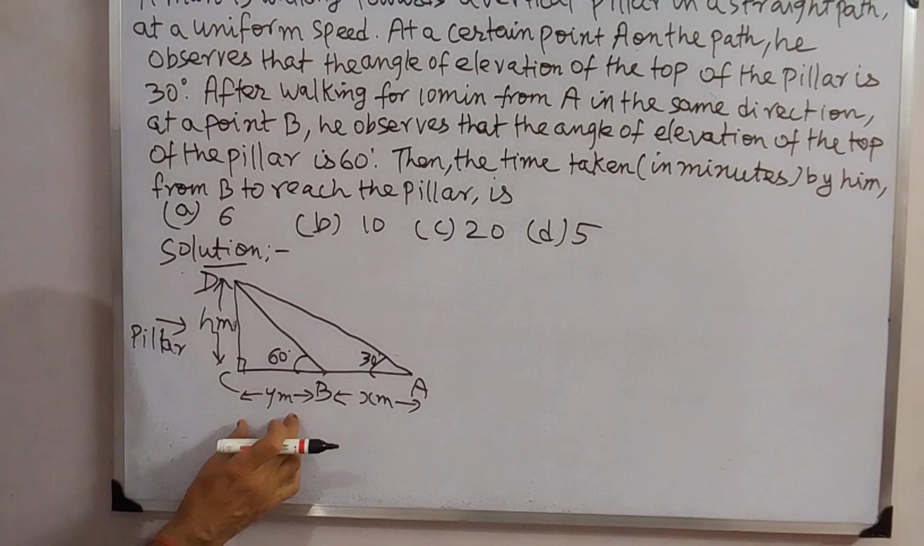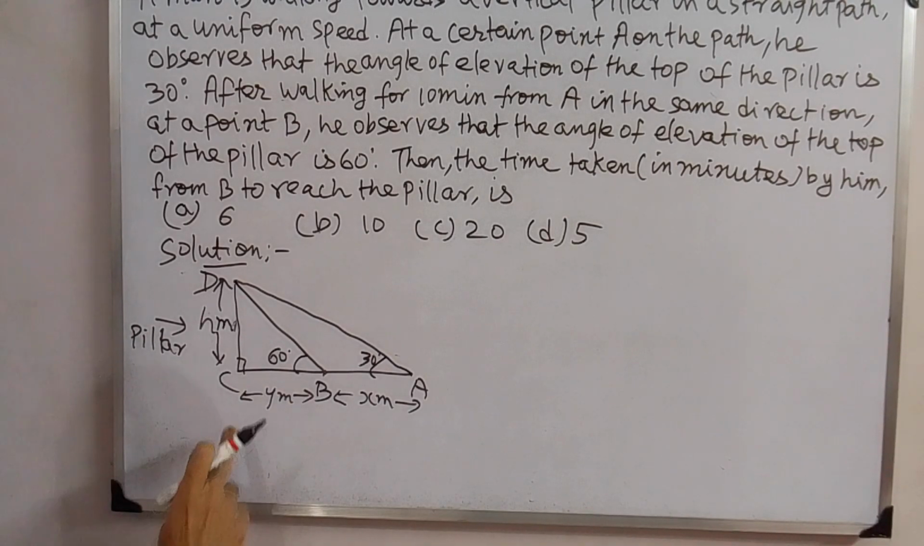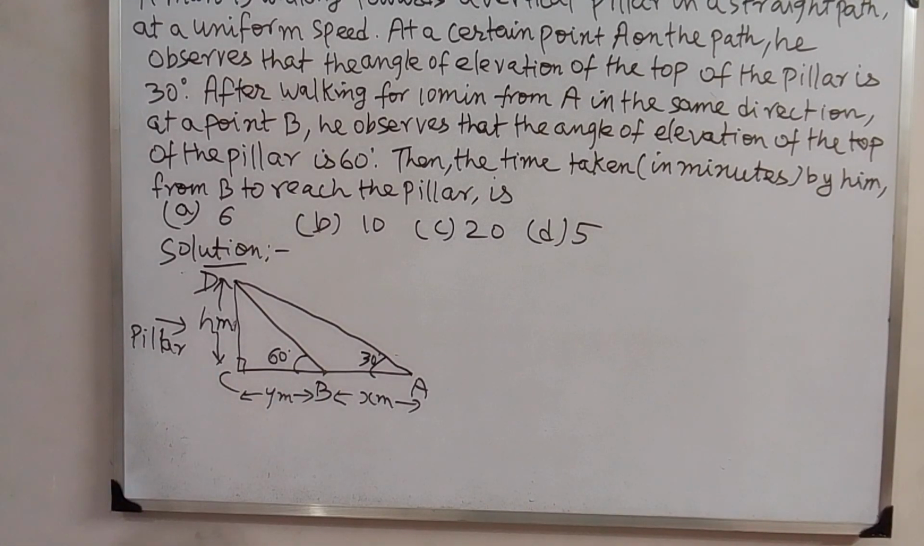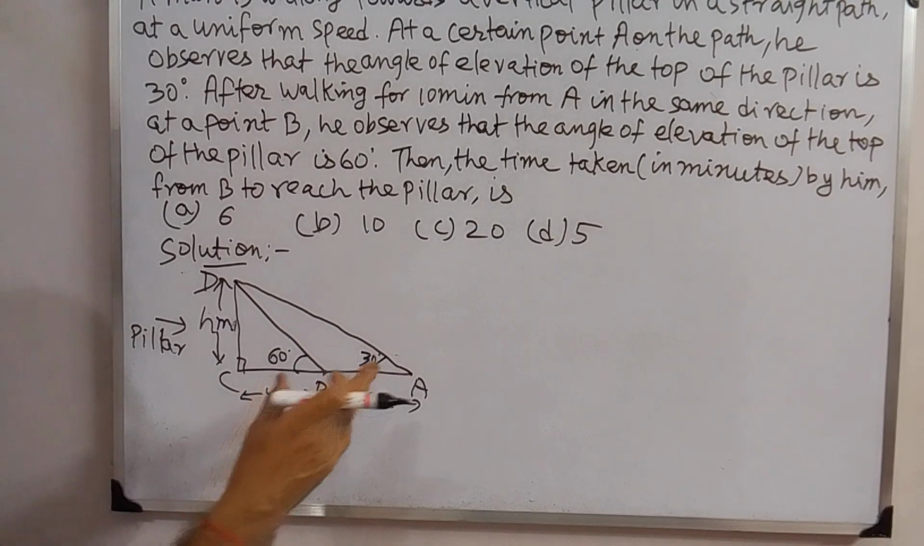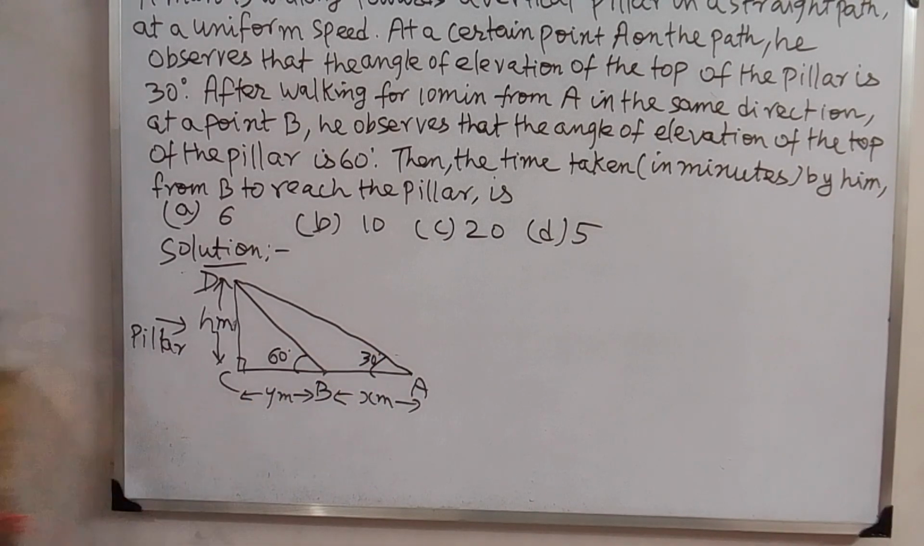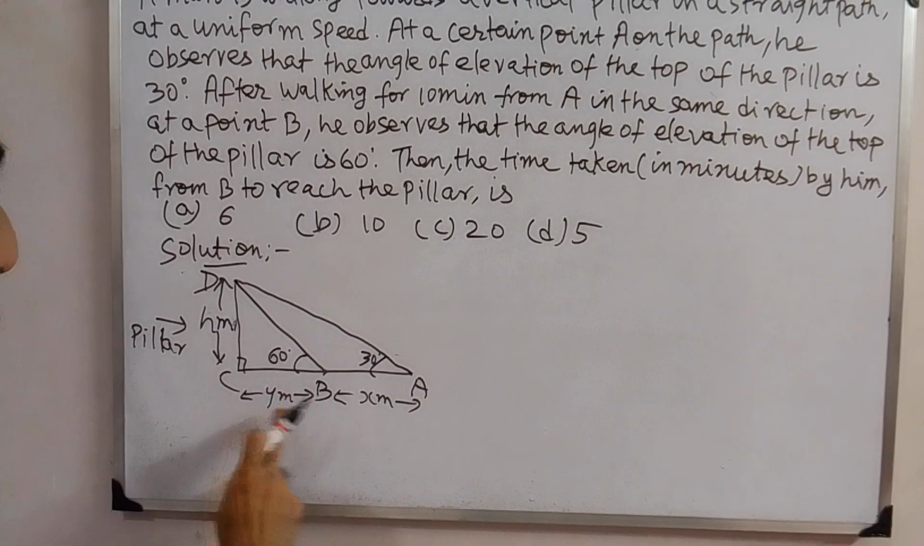So first, we have to express the distance between B and C, that is y, in terms of x. Then we will get how much time the person will take to move from B to C. We have to frame two equations and express y in terms of x. So that is the method.